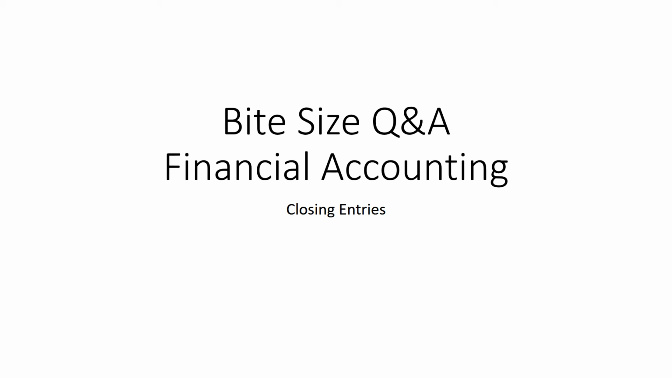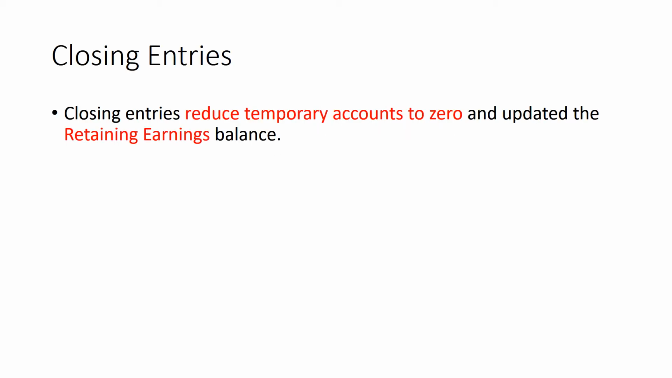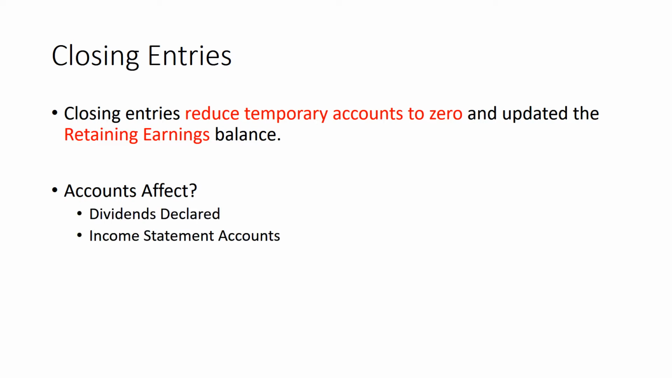Let's talk about closing entries. Closing entries reduce temporary accounts to zero and update the retained earnings balance. So they include accounts such as dividends declared and anything that goes into the income statement. So these include your revenues, gains, expenses, and losses.